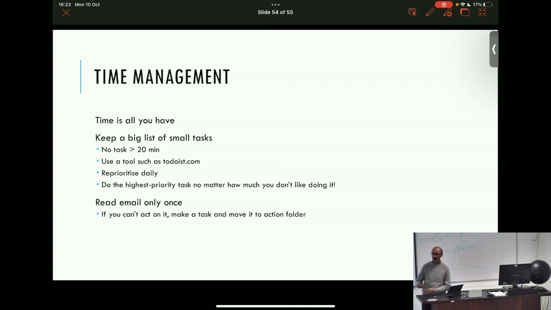So what you do is break up big tasks into small tasks, because it keeps you from procrastinating. Imagine you have a task: do PhD thesis, okay? You think you're going to work on that? No, you'll say, I think I need a cup of coffee.